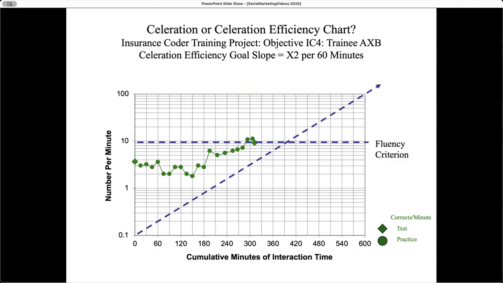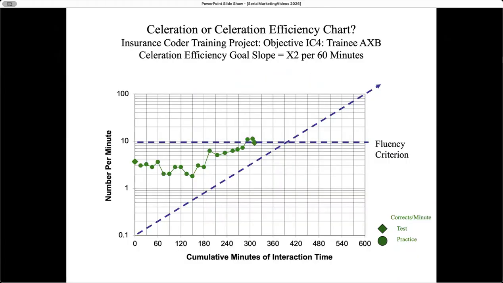How about this chart? Acceleration or acceleration efficiency? Again, we have the number of corrects per minute along the vertical axis, but what's along the horizontal axis? Cumulative minutes of interaction time with learning resources between two consecutive rate measures of the student's performance. Yes, acceleration efficiency chart.